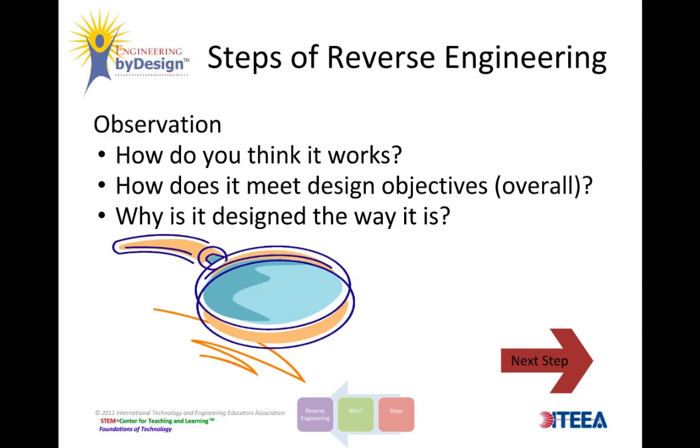So now your observation, after you've taken it apart and you've checked out the different components, how do you think these components work together? How do they meet the designed objectives? Why is it designed the way that it is?